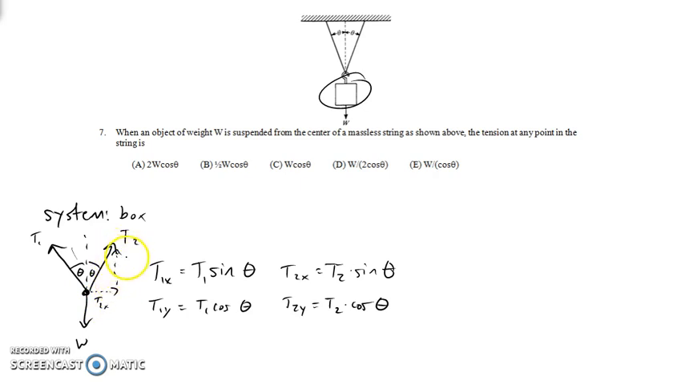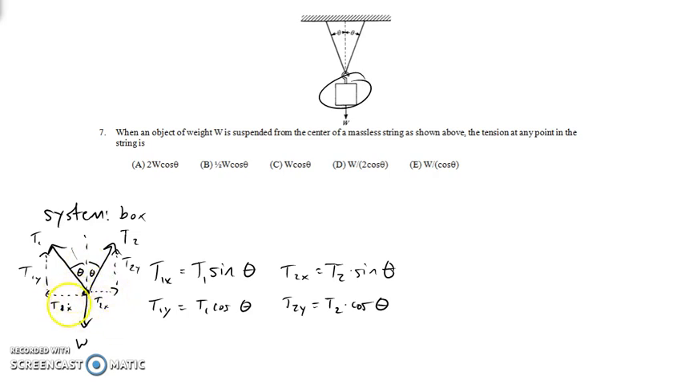T2x, T2y, T1x, and then T1y. If you wanted to draw them on the other side, remember that the force vector just represents the hypotenuse, and I can move this x component up and this y component over, and it'll still make a triangle with this theta as the inside angle.